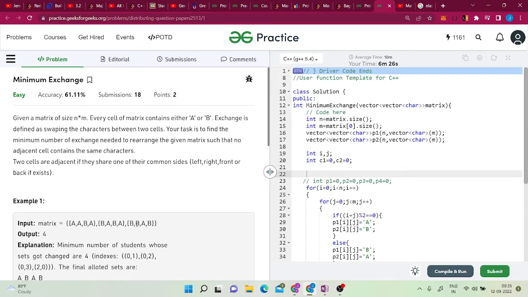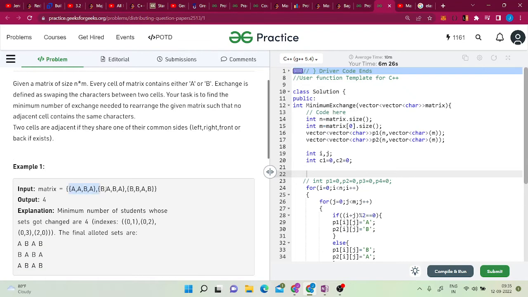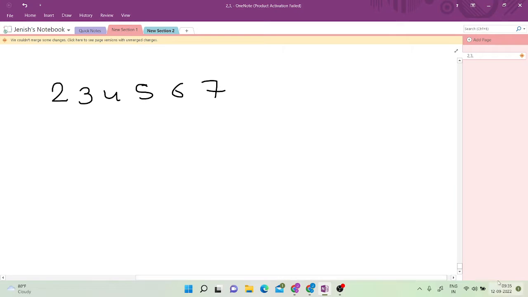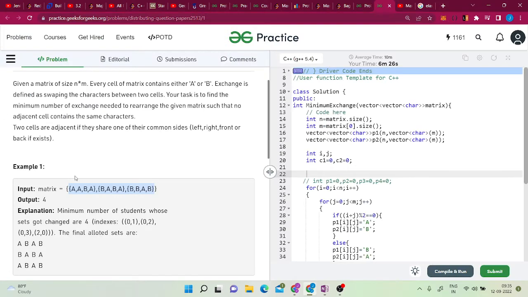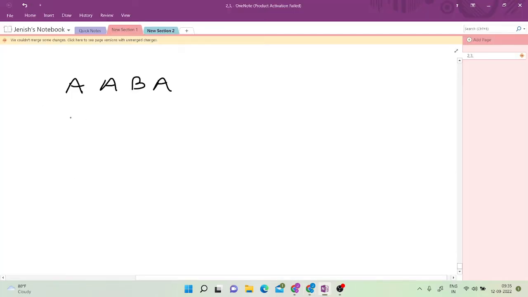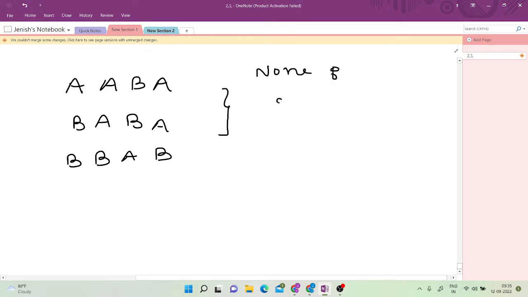Initially this problem looks a bit difficult to understand, but let me take the test case and explain it. A, B, A, and B. So this is the input matrix which we are given, and we need to find how many swappings are required to make a matrix such that none of the adjacent characters are the same.